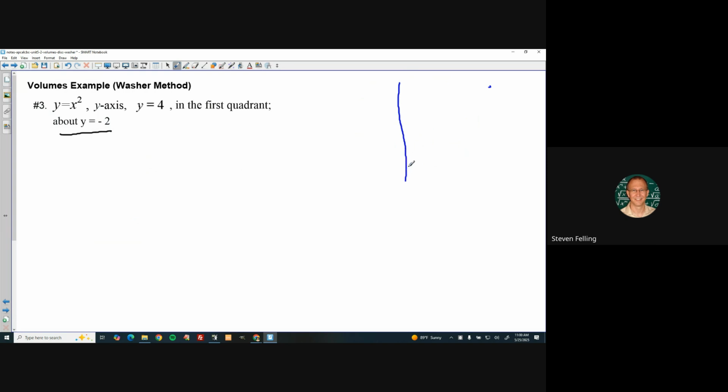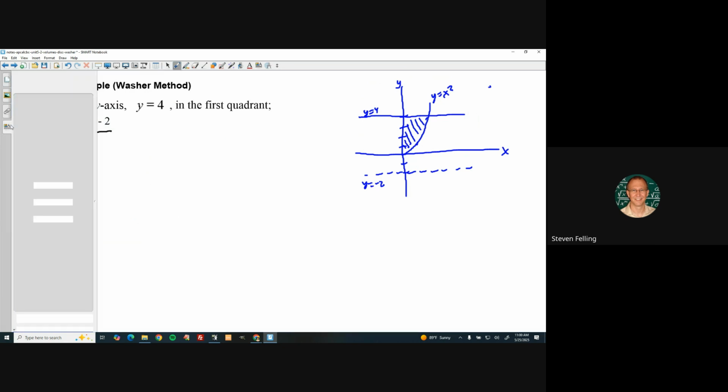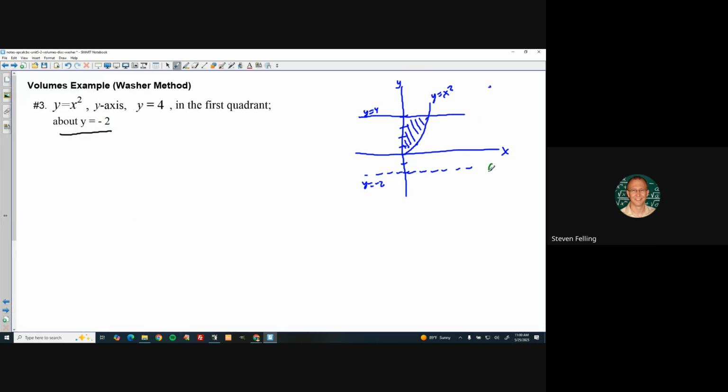So let's try to make this more precise. I've got y equals 4. It's this line, y equals 4. But I also have this line, y equals -2. This is the axis of rotation. We have the parabola, y equals x squared, and this is the area. This time, we're rotating around this line here. This is the axis of rotation.